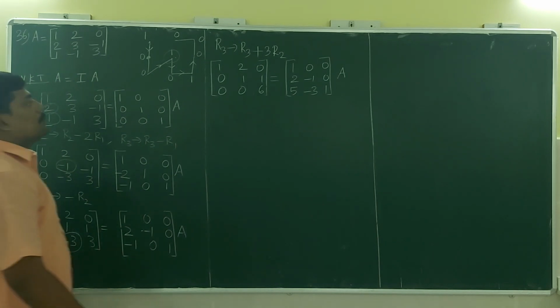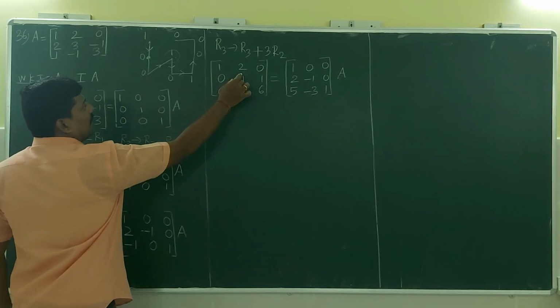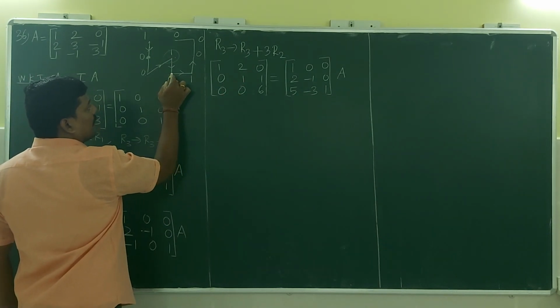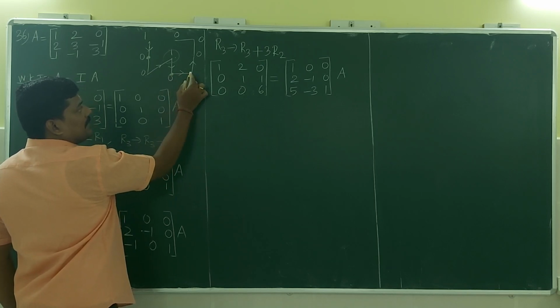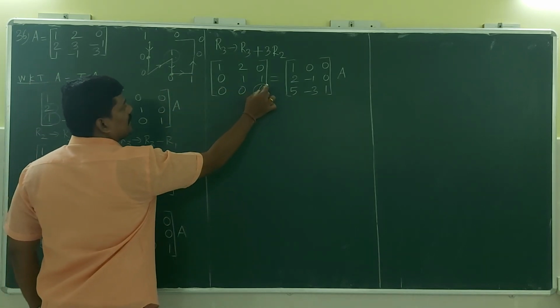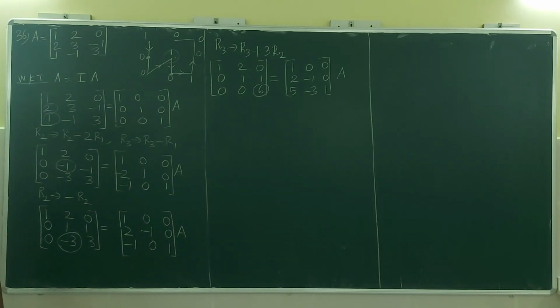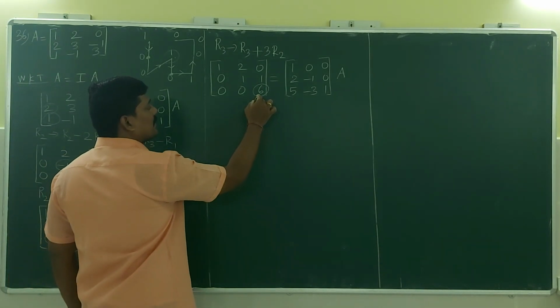Now, according to the pattern, I have made this 1 and I made this 0. Now we are here. The next element is this element. I have to make this 6 as 1. It is very simple. I have to make this 6 as 1.